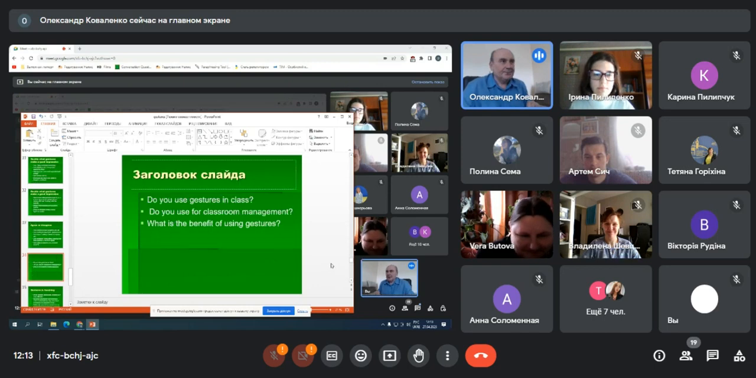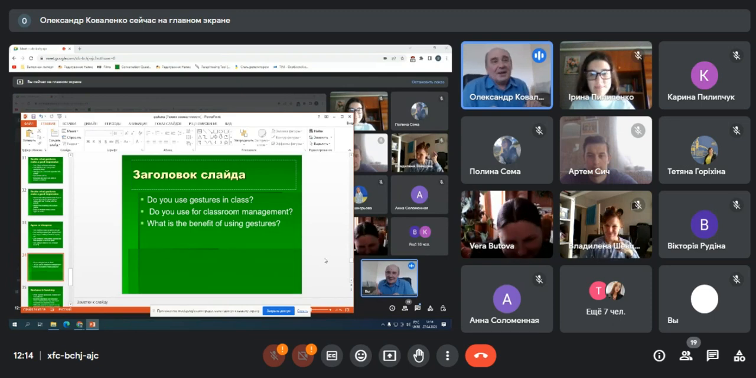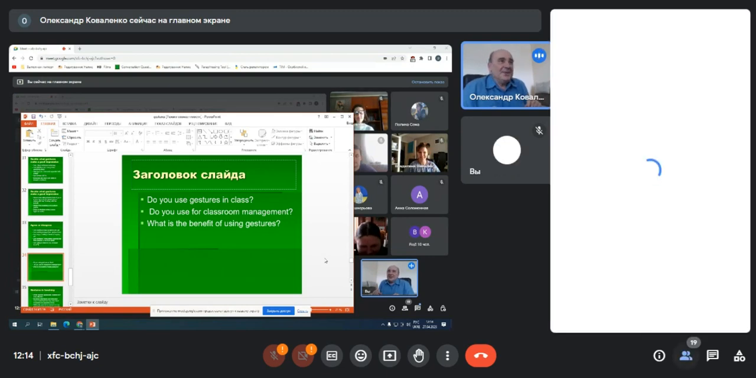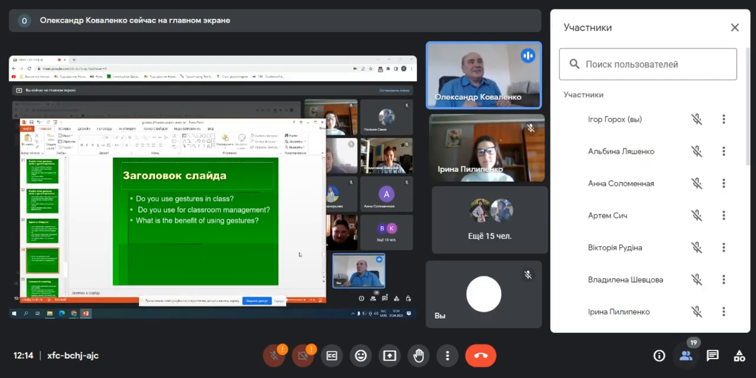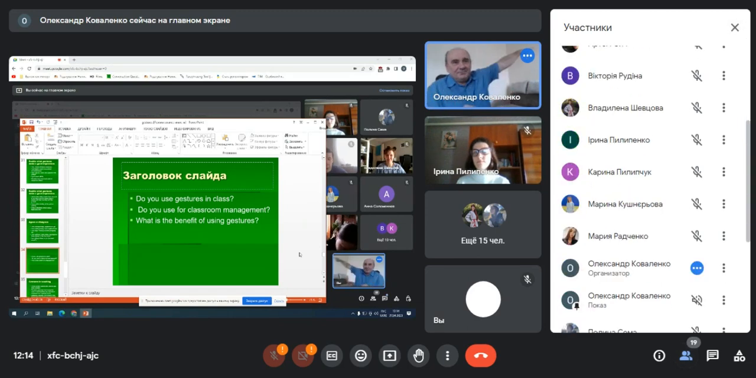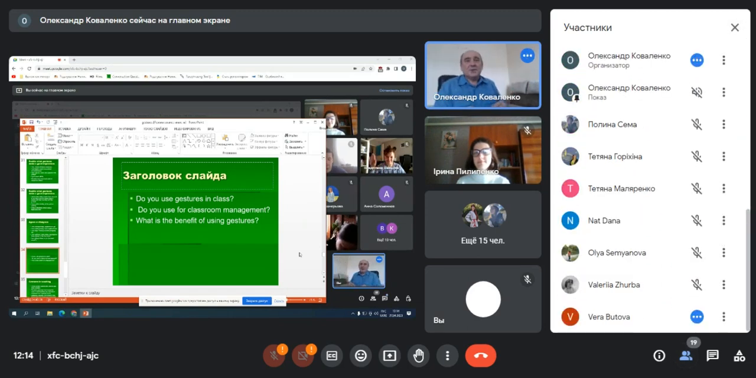Well, do you use gestures in class? Yeah, I see. Do you use them for classroom management? Oh, no, no, no, it's too strong. Not that gesture. That might be the gesture at the class farewell party, just before leaving. Okay, you use that, yes? What other gestures?